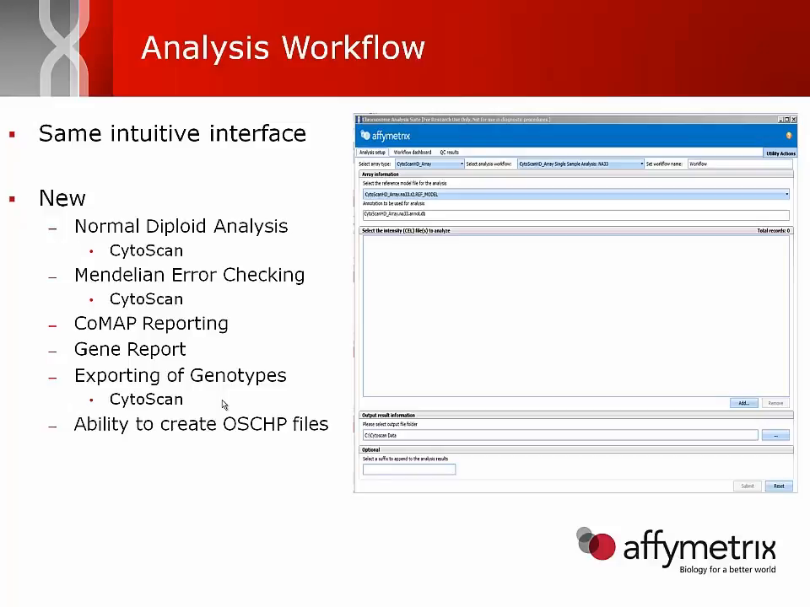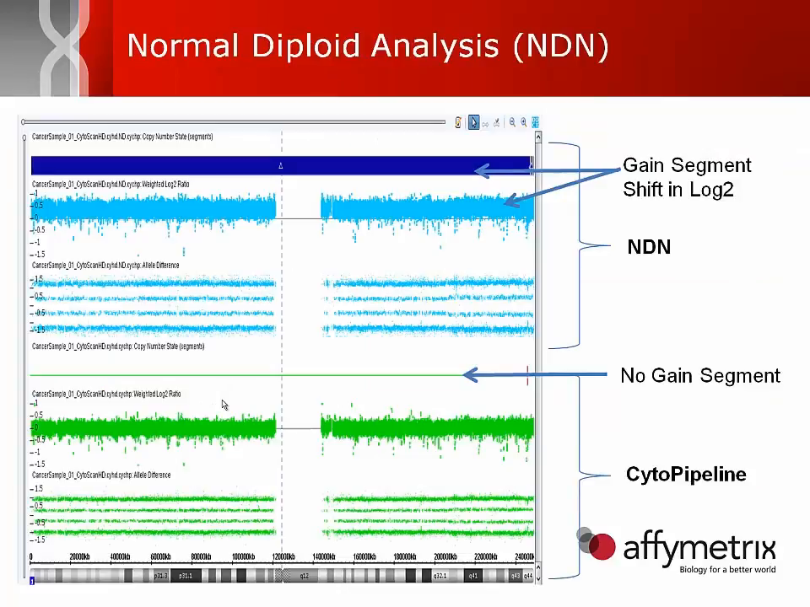And in ChAS 2.1, you could view OS chip files, but you still needed Oncoscan Console in order to generate the OS chip files to view within ChAS. Now the analysis workflow gives you the ability to take your CEL files and create OS chip files for viewing within the software. All right, let's talk a little bit in detail about a couple of these features.